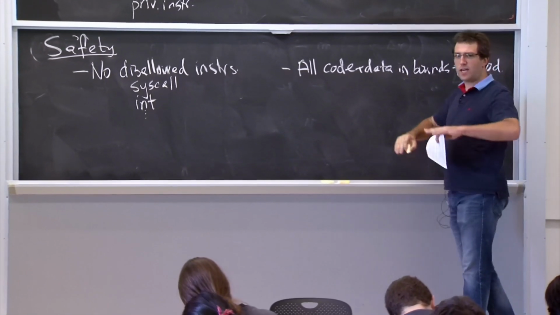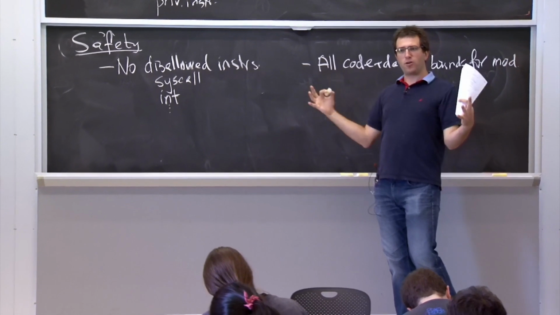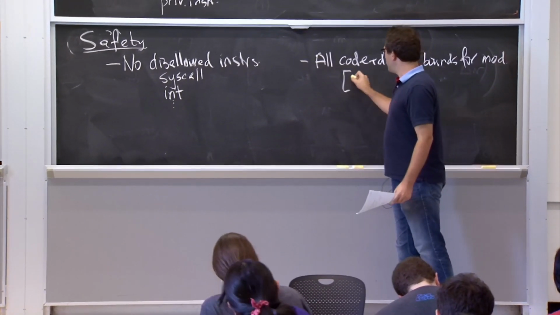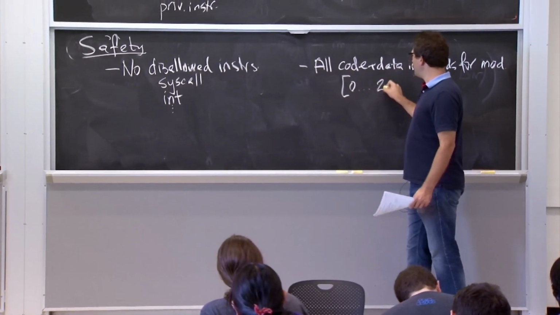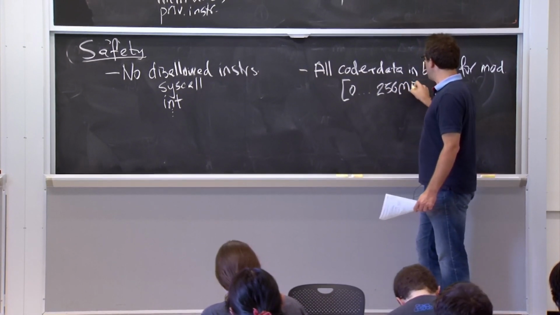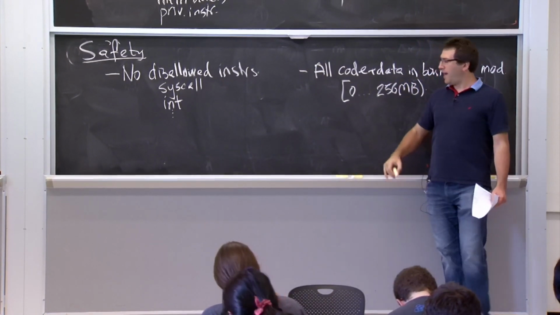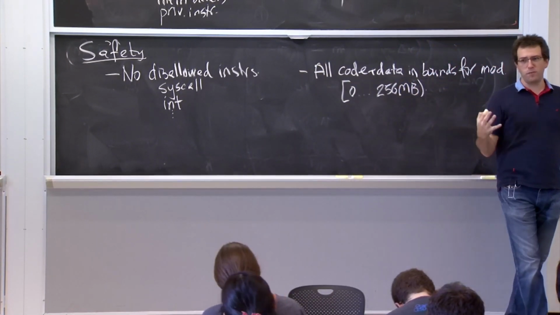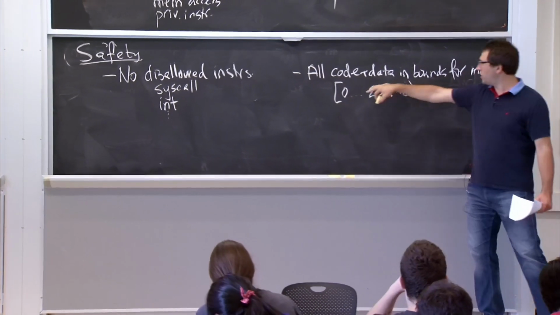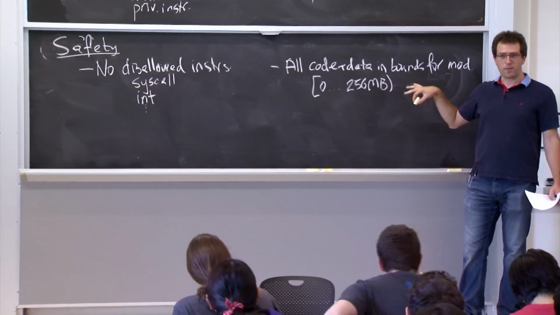What this means is that they dedicate a particular part of the program's address space. Specifically, it goes from 0 up to 256 megs in the process. And everything that this untrusted module does has to refer to locations within this chunk of memory in the program.